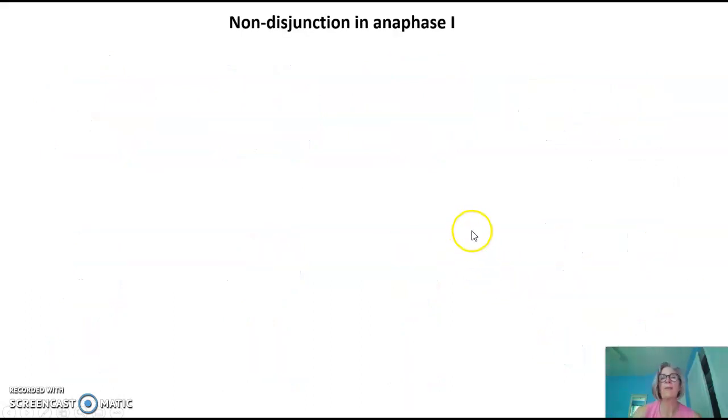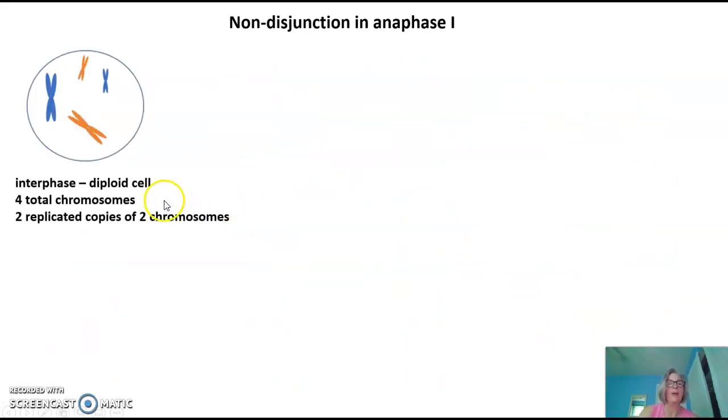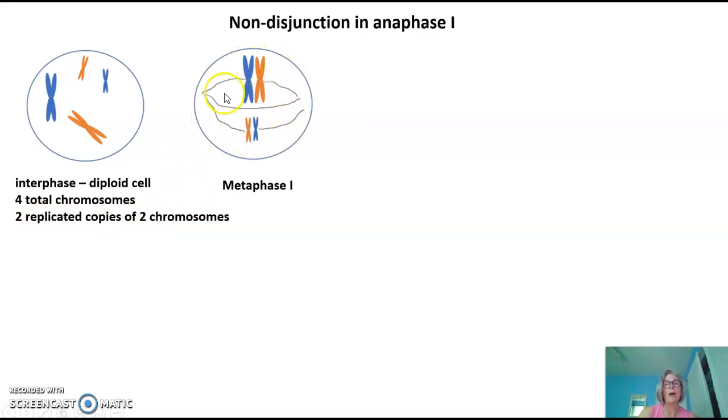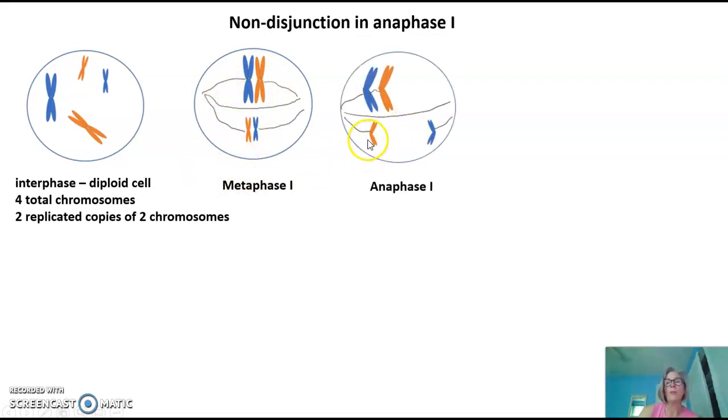So let's look at what happens if you have a non-disjunction event in anaphase 1. Again, starting with our interphase cell with 4 total chromosomes, 2 replicated copies of 2 chromosomes. At metaphase 1, my homologous pairs would pair up and line up on the metaphase plate. At anaphase 1, when the homologous pairs are supposed to separate, we have what's known as a non-disjunction event, where the homologous pairs do not separate, they both go to one pole. So this is called non-disjunction in anaphase 1.